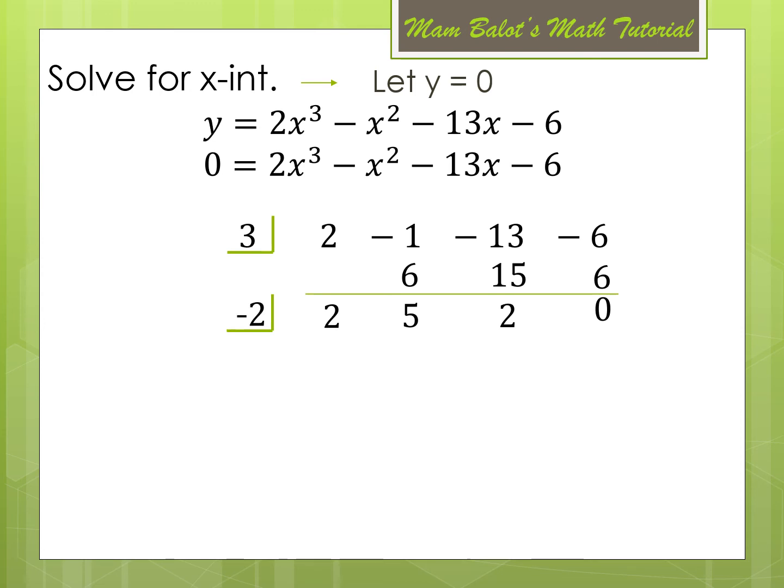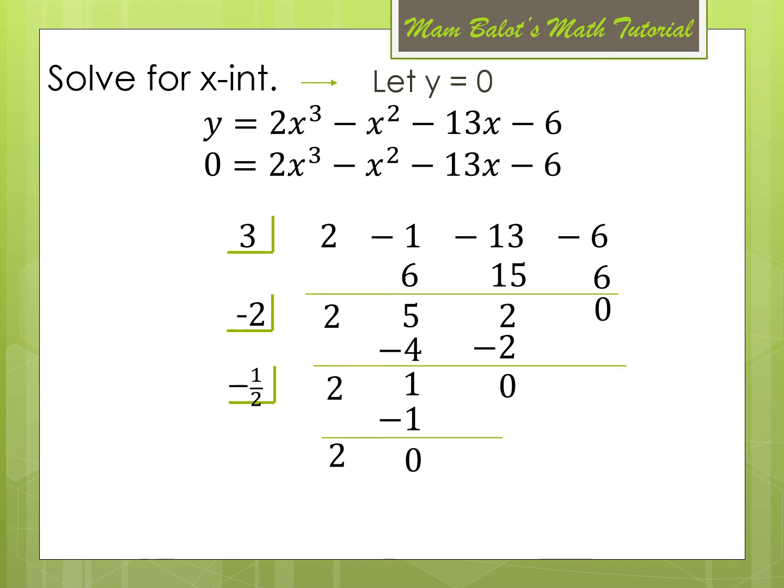We will try another one, which is -2. So we bring down 2. Times -2, we have -4. Plus 5, we get 1. Times -2 is -2. Plus 2 is 0. So -2 is another x-intercept of this function. Another one is -1/2. We bring down 2, times -1/2, we get -1. Then plus 1, we have 0. So these three numbers on the leftmost part are the x-intercepts of this function, which are 3, -2, and -1/2.